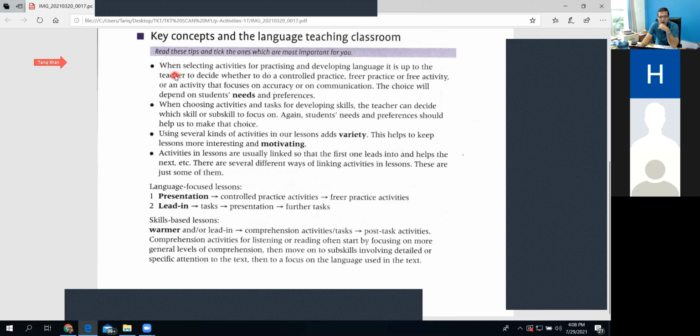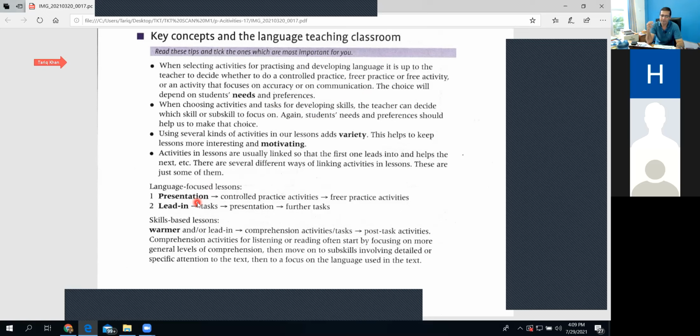Point number 1: when selecting activities for practicing and developing language, it's up to the teacher to decide whether to do a controlled practice, freer or free activity, or an activity that focuses on accuracy or communication. The choice will depend on students' needs and preferences. Now, how to select an activity? It is exclusively the choice of the teacher, based on the needs and preferences of the students.